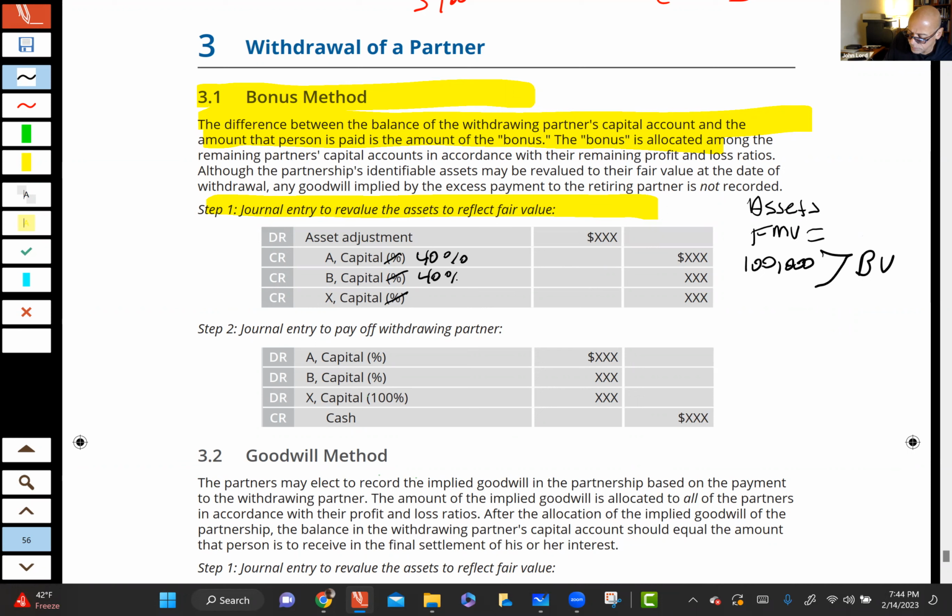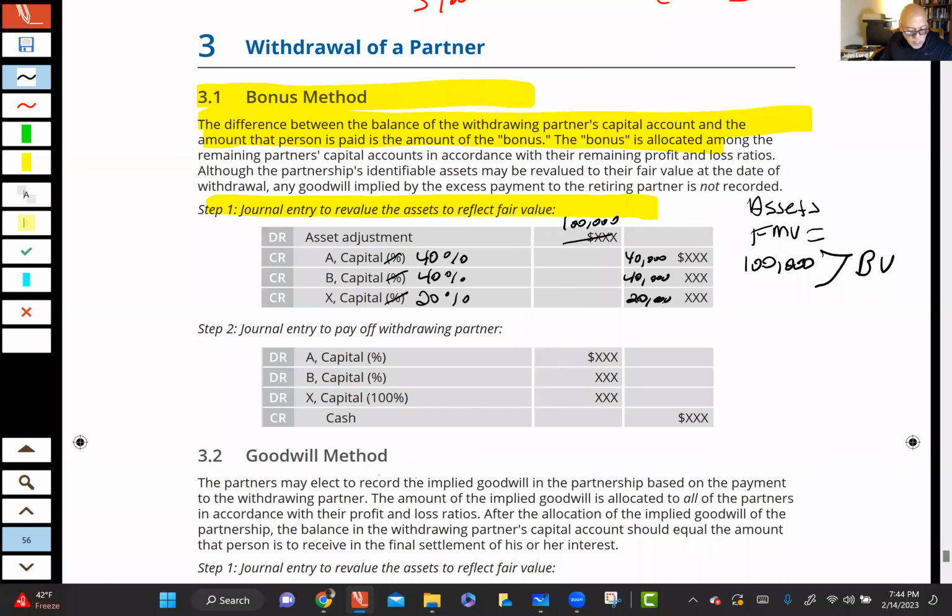40% of the capital is to A, 40% is to B, and that leaves, of course, 20% to this partner X, which is the one that's going to be leaving. And so when we write up the assets, we have to debit the assets for 100,000. Then we credit everybody for their respective amount of that 100,000: 40,000, 40,000, and 20,000.